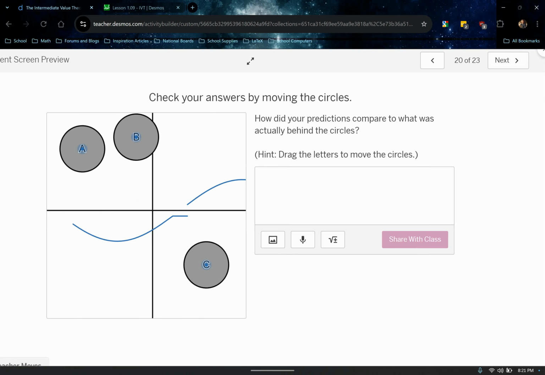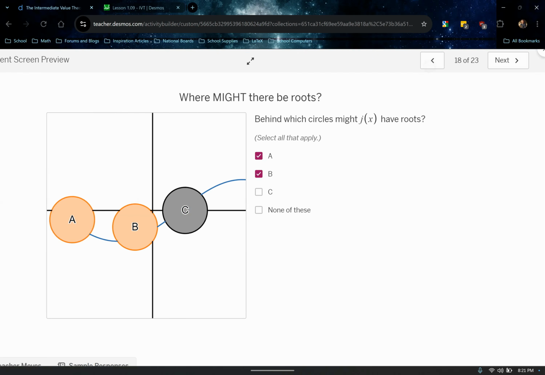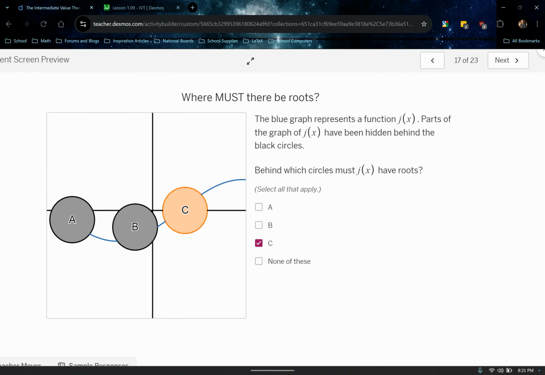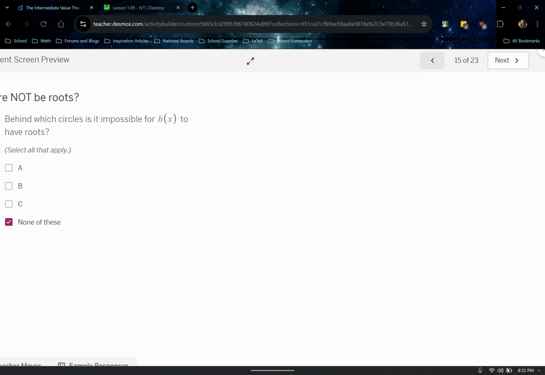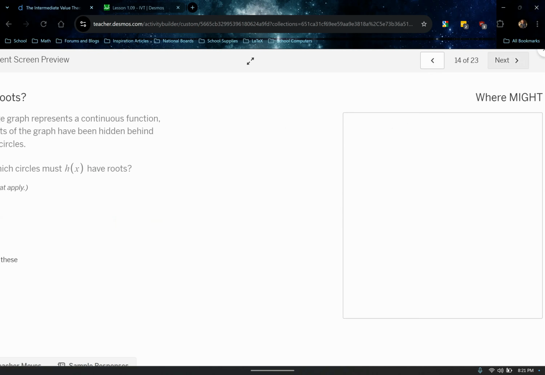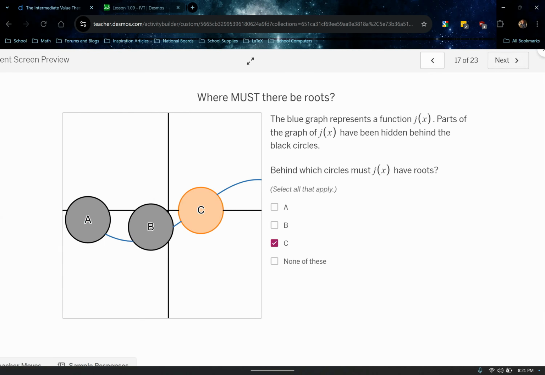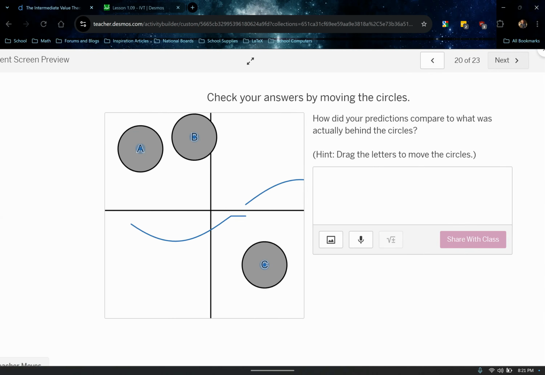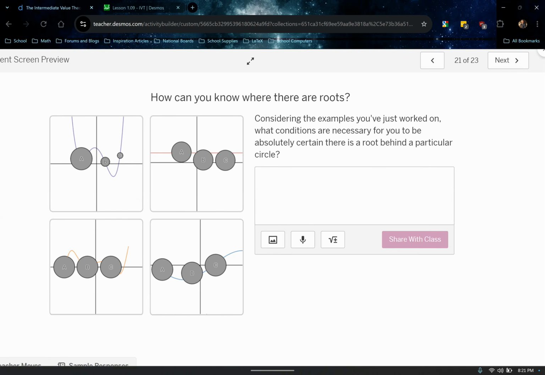Yeah, did you notice, right? If you go back, the blue graph represents a function j of x. But on the other ones, the orange graph represents a continuous function h of x. Did you notice that they left off continuous? I think some of you probably did, but most of you may have been lulled into complacency by old Mr. Grant there. So, jumping back through, how can you know where there are roots?